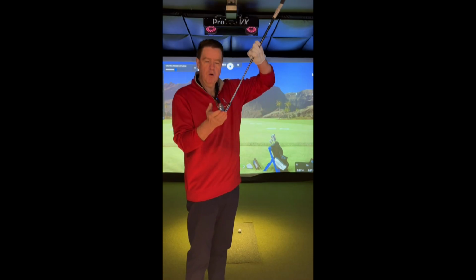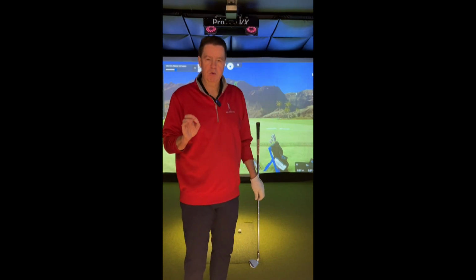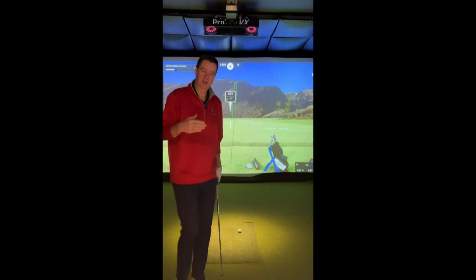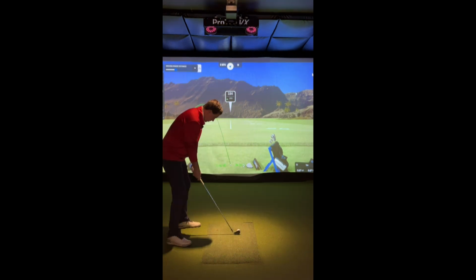I'm going to let the toe close over. I'm going to try and keep my swing exactly the same as far as everything else. Just let the face close. So this should send it very far left.